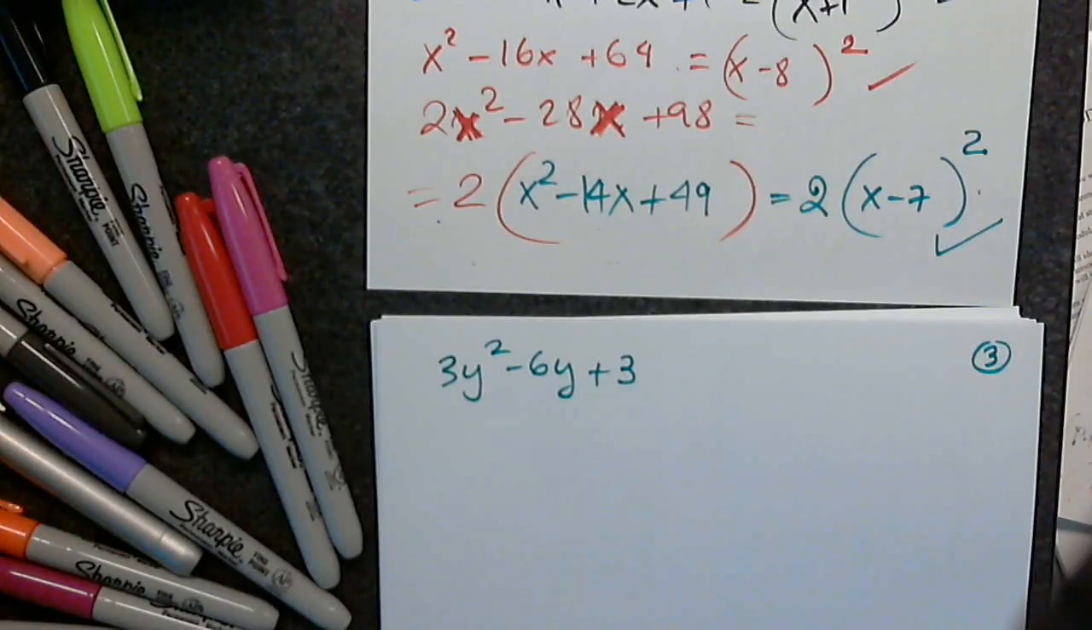So what is it? Trinomial. Very good. Is it in descending order? Yes. Greatest common factor?